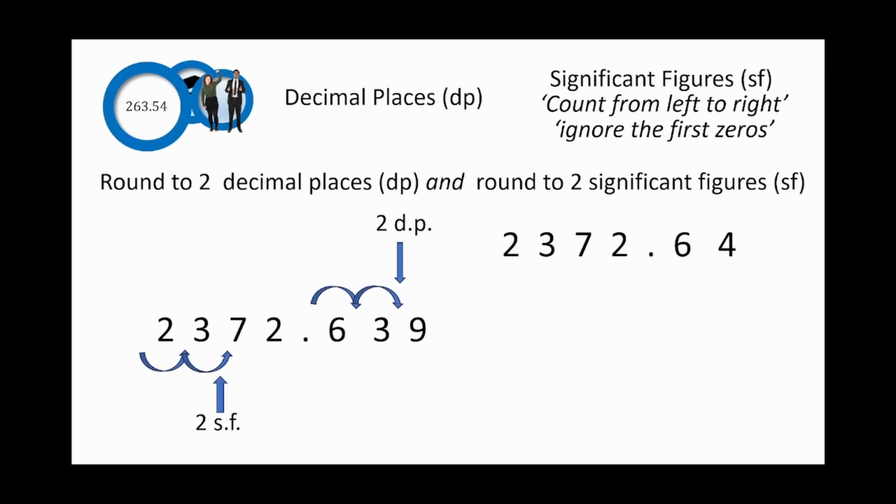So for decimal places, the 9 would round up the 3 to 4, and there's the number I would get. And for significant figures, the 7 would round up the 3, and that would become 4. But it's not 24, it's going to be 2,400, because the numbers keep their place value.